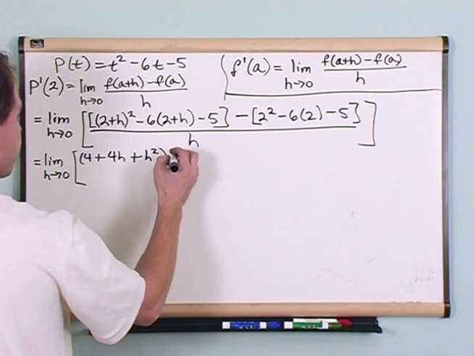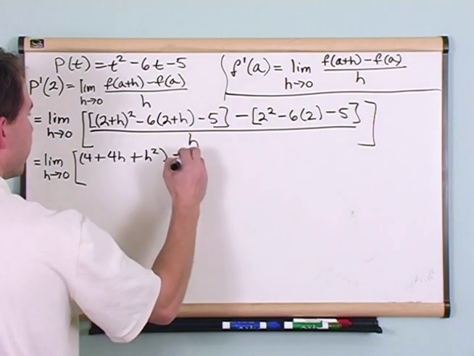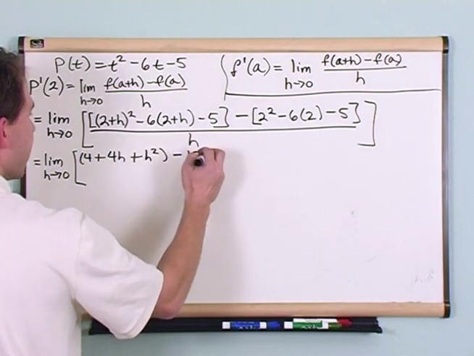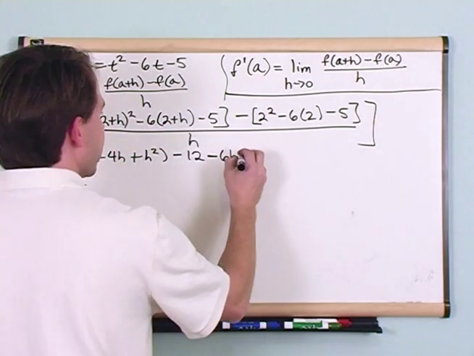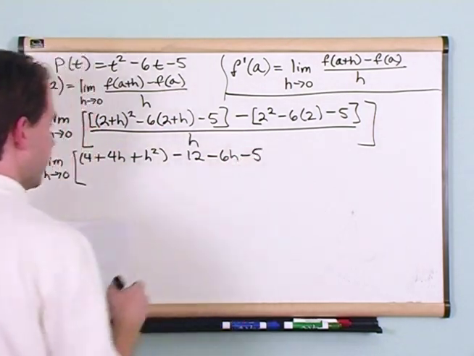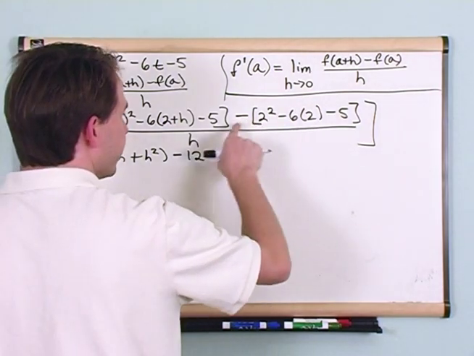So let's work with this term. Minus 6 times 2 is 12. And then you've got a negative 6h here. You distribute that 6 in. And then you've got a negative 5 hanging out here. And then over on the end, you just distribute this stuff in.